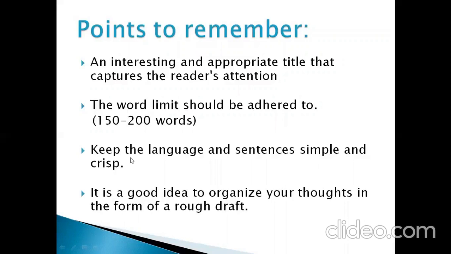Third, keep the language and sentences simple and crisp. The language should be simple and sentences should be short and crisp. We should avoid using lengthy sentences.